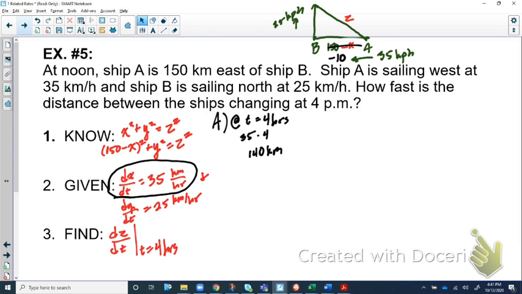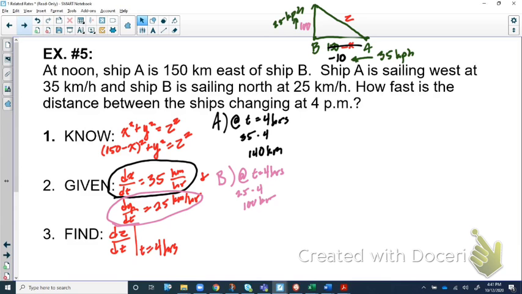All right, let's do the same thing for B, here in pink. At time equals 4 hours, that would be 25 kilometers per hour times 4 hours, which is 100 kilometers. That one is going to be positive because the distance from where it started to where it's going is increasing.